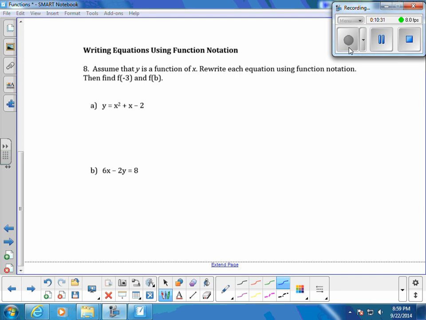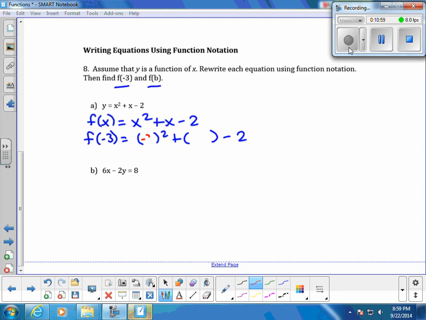Writing equations in function notation. First of all, assume y is a function of x, rewrite in function notation, and then find this and find this. So function notation just says replace y with f of x, and it'll be exactly the same. Okay, and then the next one says evaluate f at -3, which means everywhere there's an x, plug in -3. So that would be -3 squared is 9, plus -3 minus 2 is going to be 4.